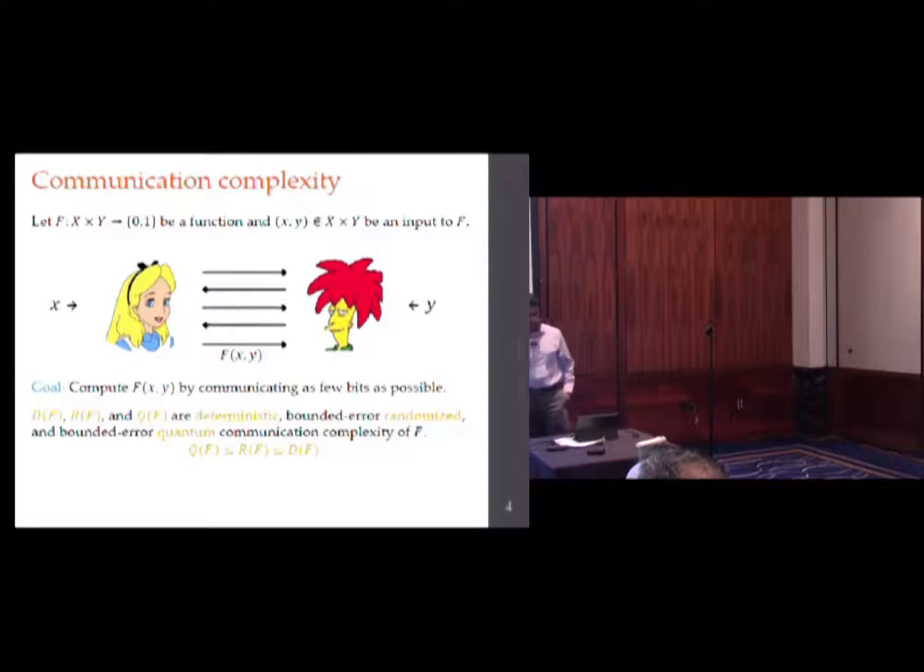Depending on the kind of resources that they're allowed, you can define different models. Deterministic communication complexity, which I'll denote by D(f), is exactly what you think it is. Randomized communication complexity is similar to deterministic, except now they have private and public randomness, and they're allowed to get the answer wrong with some small probability. And Q(f) will denote quantum communication complexity, which I won't define and you don't need to know for the rest of the talk. I literally want you to know only one thing about quantum communication complexity, that it's a model of communication complexity that's better than randomized communication complexity. So that's all we need to know.